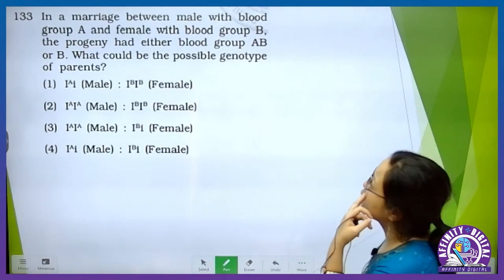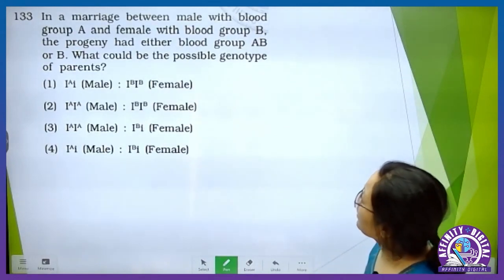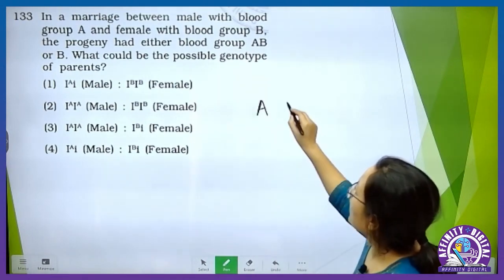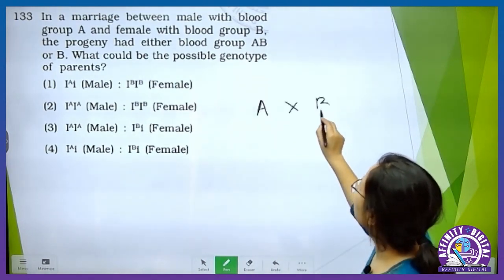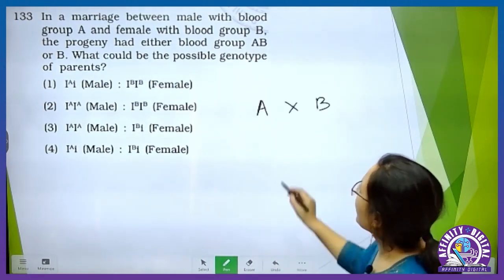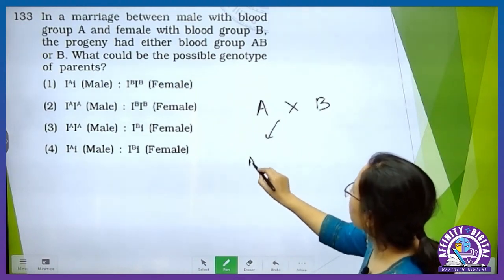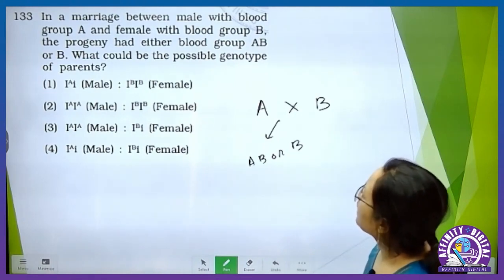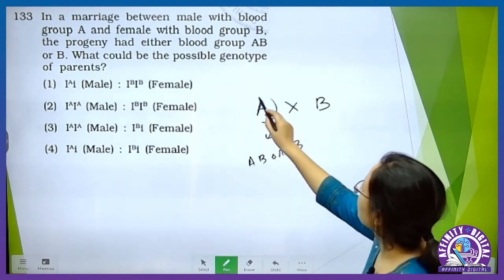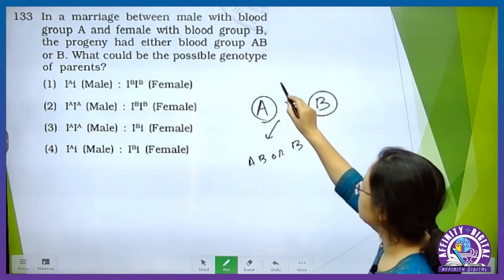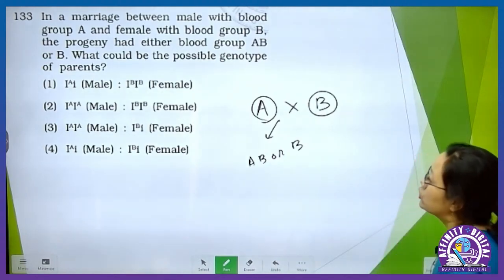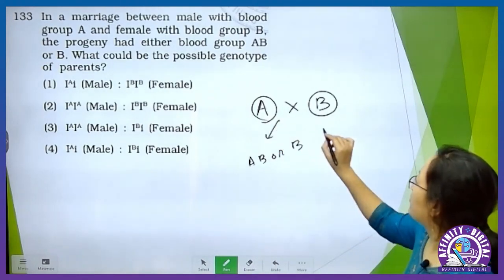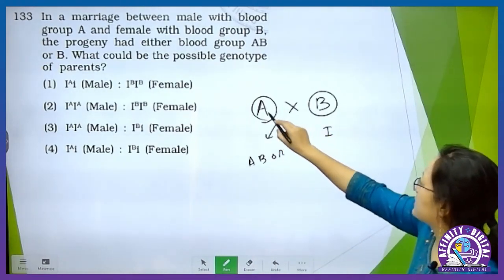In a marriage between a male with blood group A and a female with blood group B, the progeny had either blood group AB or B. You have to find out the possible genotype of the parents. Possible genotype means, let us consider like this. Suppose I am making this heterozygous.